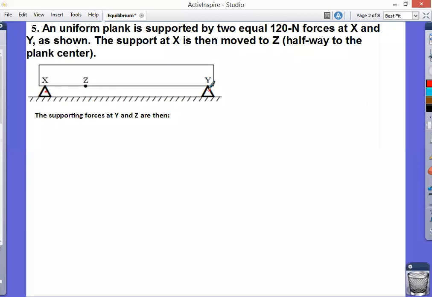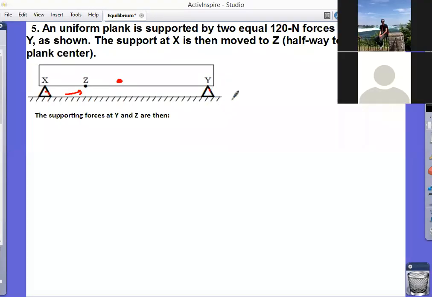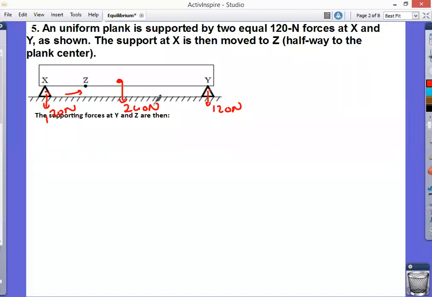The support at X is then moved to the Z. So we're going to move the support from X to the Z, halfway to the plank center. So that means the half of the plank is over here, okay? This is half of the plank, okay? So if we have 2 forces over here, 120 Newton here, and 120 Newton over here, that means we have at the center 240 Newton, okay? So at the center we have 240 Newton force. Don't forget this is our center. Let's call it L.